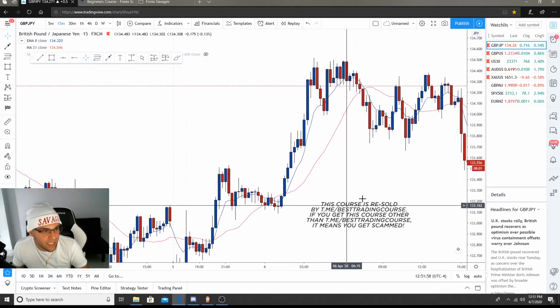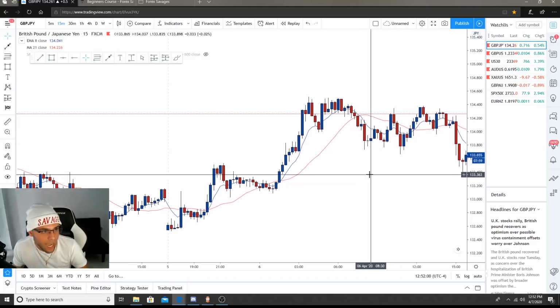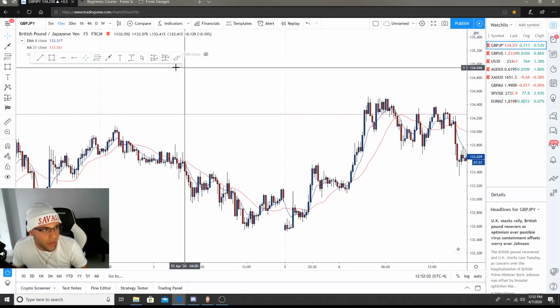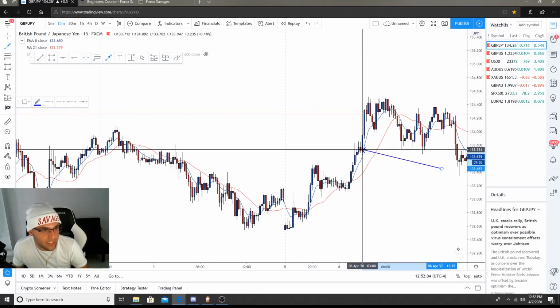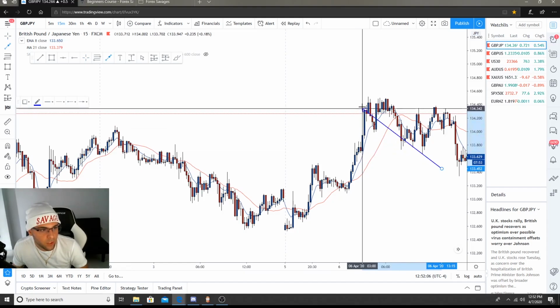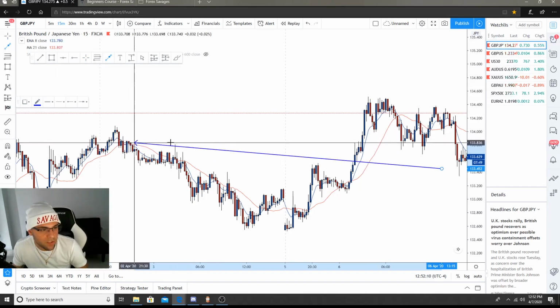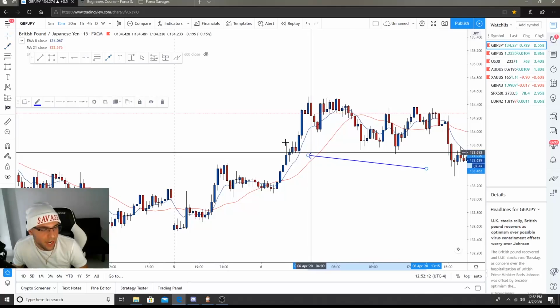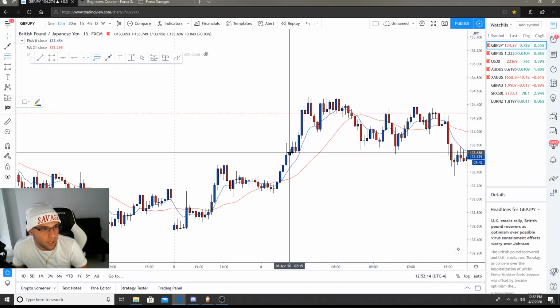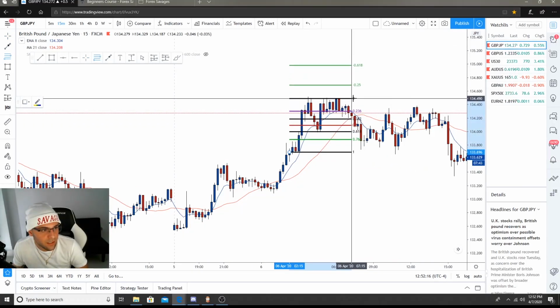And as you guys can see here, what happened? We made new higher highs as well. This push right here in the London session, taking out all these previous highs, making new higher highs, we're going to run our Fibonacci from here to here.